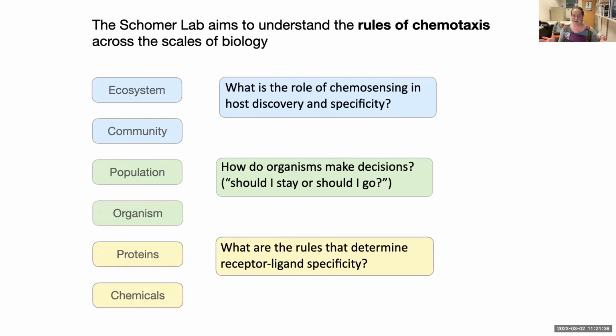So to summarize, the goals of the Schomer lab are to understand the rules of chemotaxis across these different scales of biology. So all the way from the ecosystem level, where we're trying to understand what are the chemicals that are leading these plant pathogens and commensals to different host plants, all the way down to looking at specific receptors in these organisms and linking them to specific chemicals as well. So we're looking at the ligand receptor specificity as well.